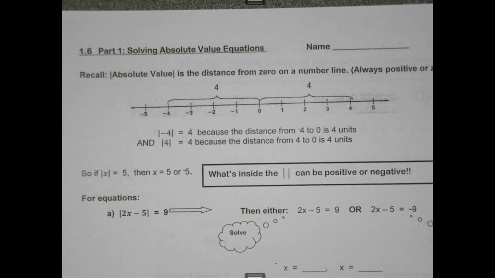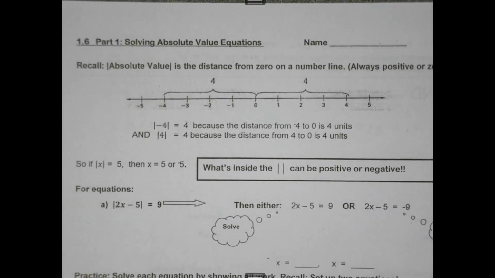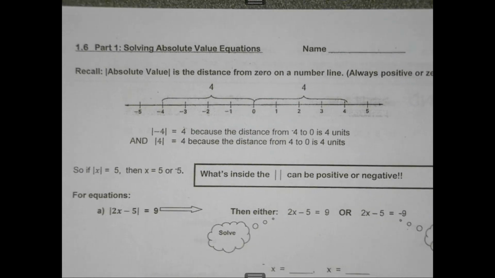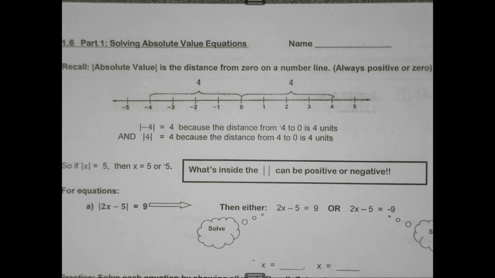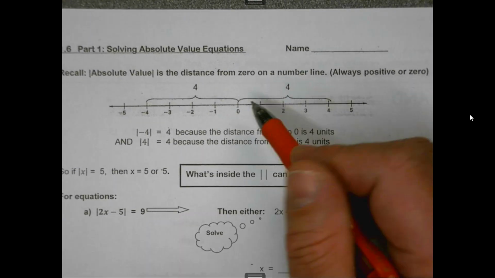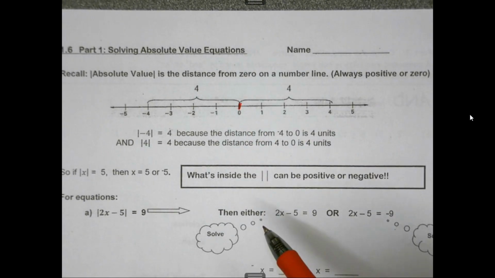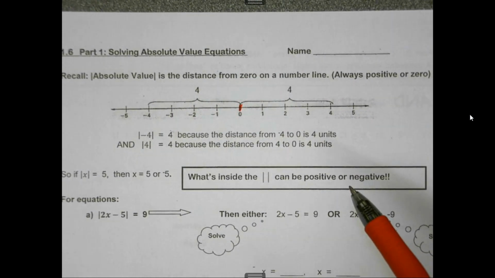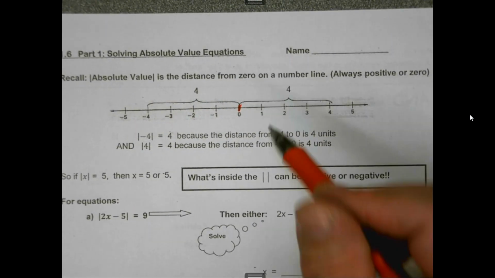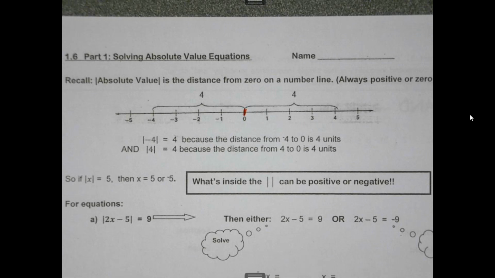Okay, 1.6 part 2, solving absolute value equations. Now be careful, this is equations and not inequalities. So I'm going to have to think back to our geometry days here. If I start at this point 0 and say I want to go 4 units, say this is my house, and the school is 4 units from my house.